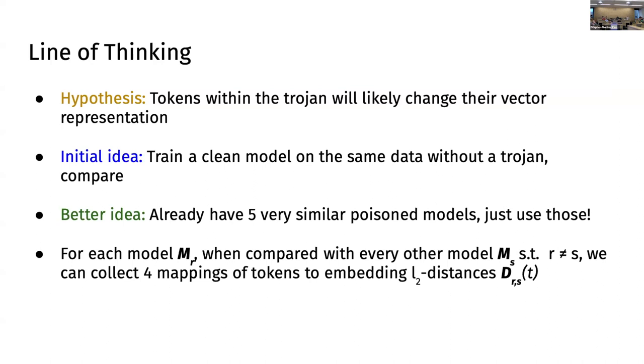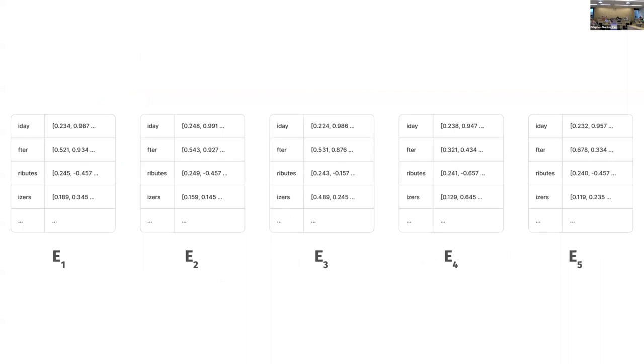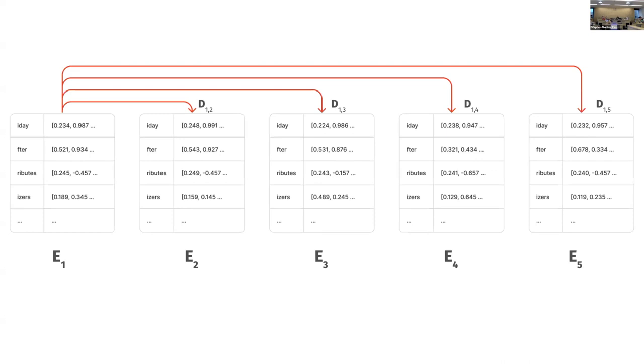So for each model, when compared with another model, you can get a distance list, basically a mapping from tokens to distances. You can imagine these are the five embedding tables, and you just take the distances for each of the tokens across the embedding tables. So for each model, you get four distances.